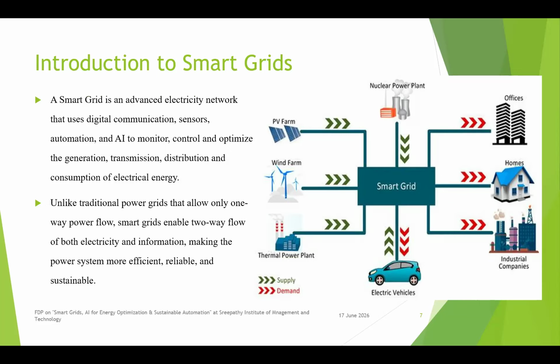The basic thing is, unlike traditional power grids, which allow only one way of power flow, this enables two-way flow of both electricity and data. That is, how much demand the customer needs, how much they have utilized, what the future needs of the customer are, and what efficiency they need. Every piece of information or data can be collected from the customers to the utility center. So this is the difference between conventional grids and smart grids.